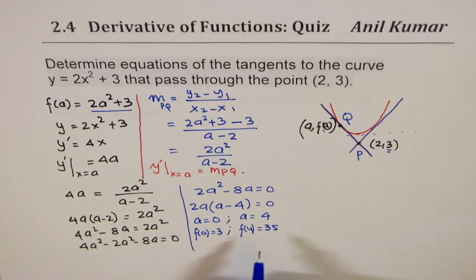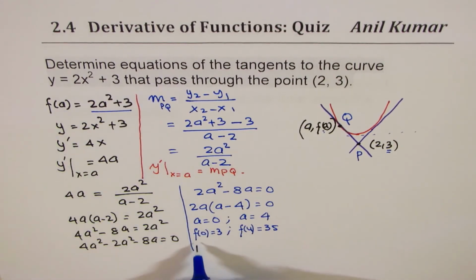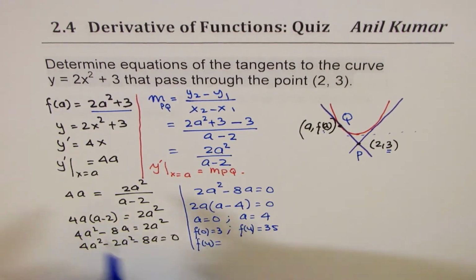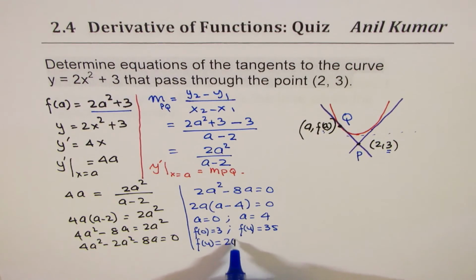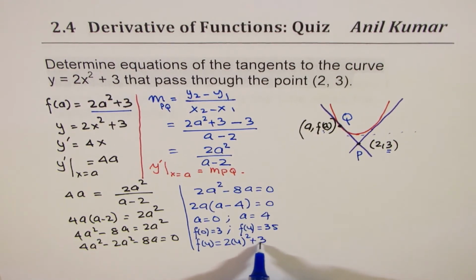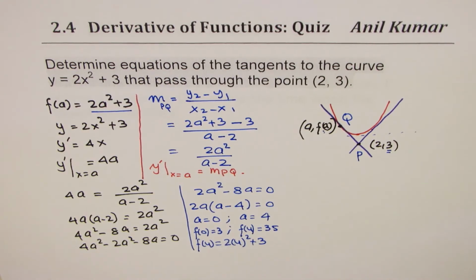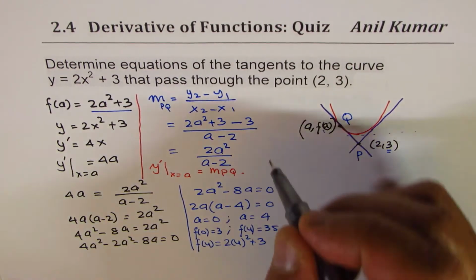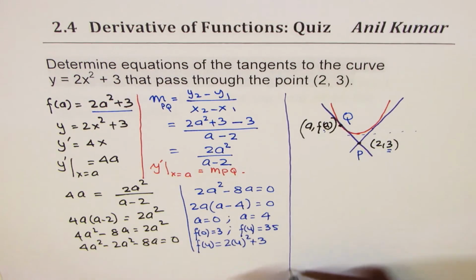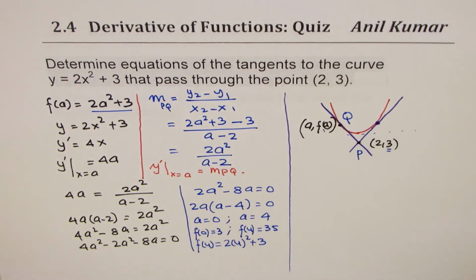Got it? So what we did was, we substituted 4 here. So f of 4 is 2 times 4 squared plus 3. 4 squared is 16, times 2 is 32, plus 3 is 35. Got it? So we got 2 points. So basically we got these 2 points.